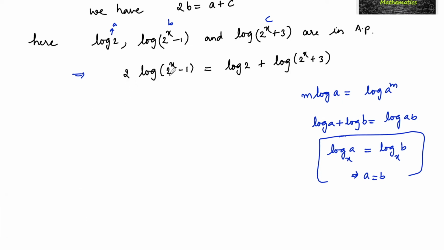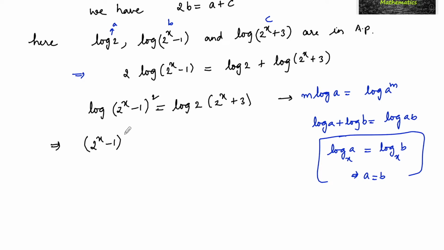So let us use these properties to solve this equation. 2 times log of 2 power x minus 1 we can write as log of 2 power x minus 1 to the whole square, is equal to, by using the log a plus log b property, log 2 times of 2 power x plus 3. Which implies, since logarithms with the same base are equal, 2 power x minus 1 whole square is equal to 2 times of 2 power x plus 3.